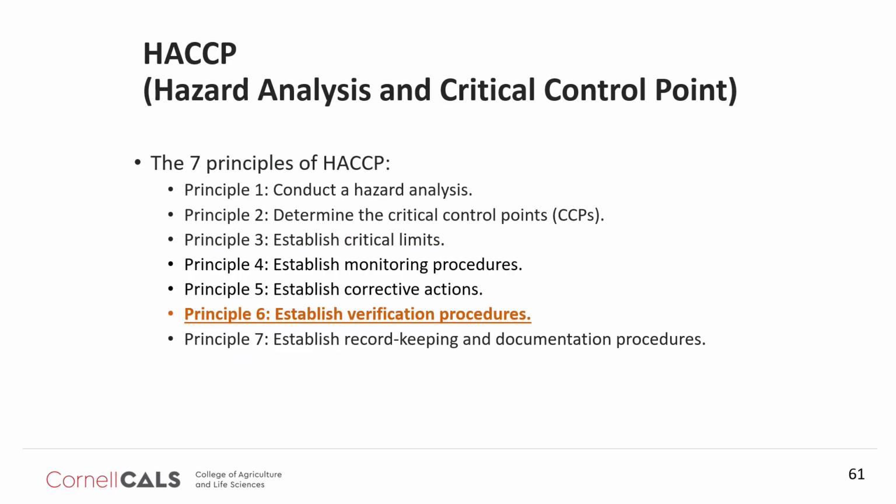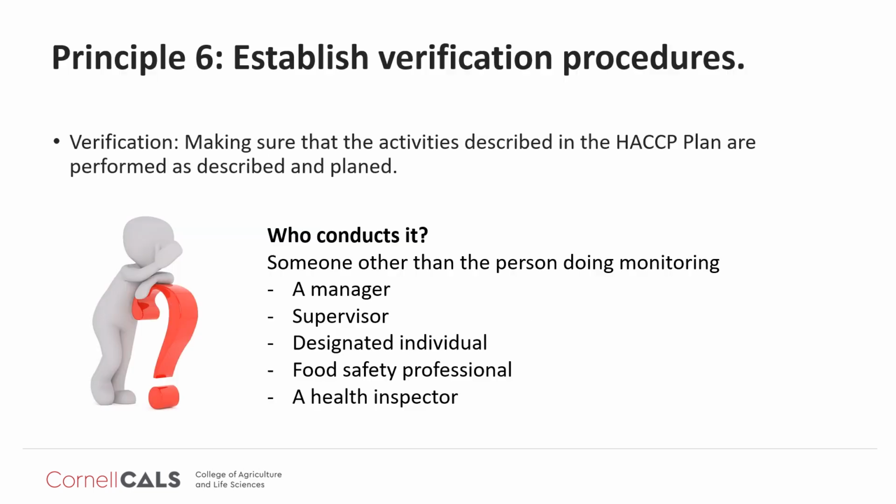Which brings us to Principle 6, establishing verification procedures. Verification is simply making sure that what needs to be done is done. It's done correctly and according to the original plan spelled out in the HACCP program. For example, a cook roasts a chicken. Did they measure the temperature of the chicken during roasting? Did they reach critical temperature of the chicken? If they did not, did they perform the corrective action? In HACCP, these questions never remain unanswered.